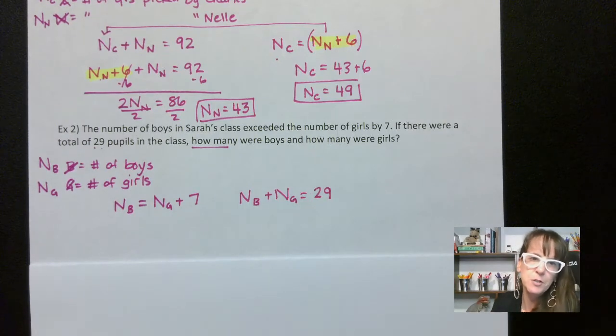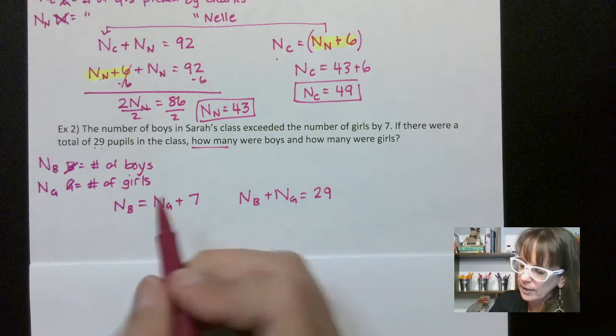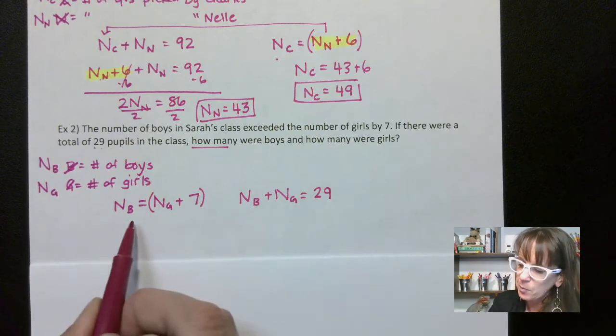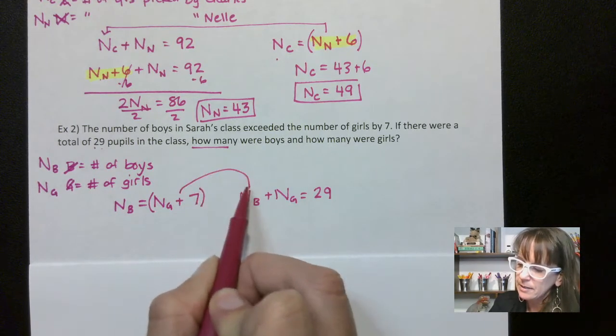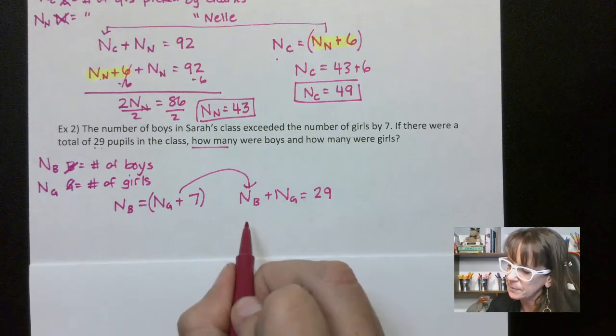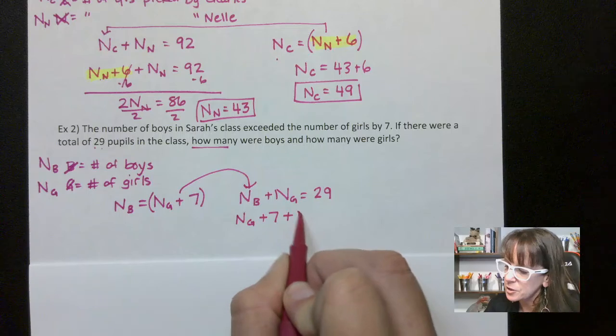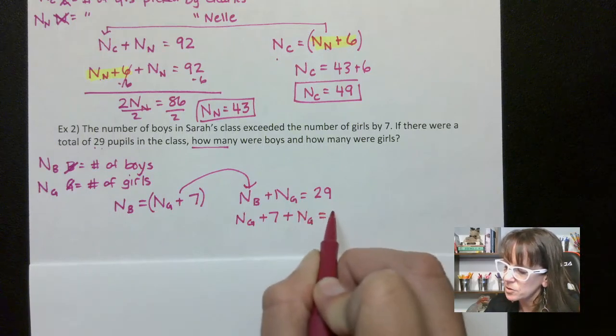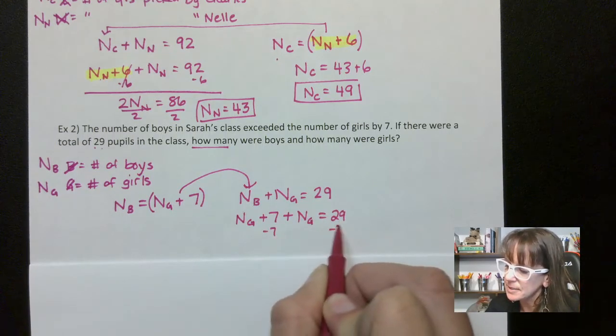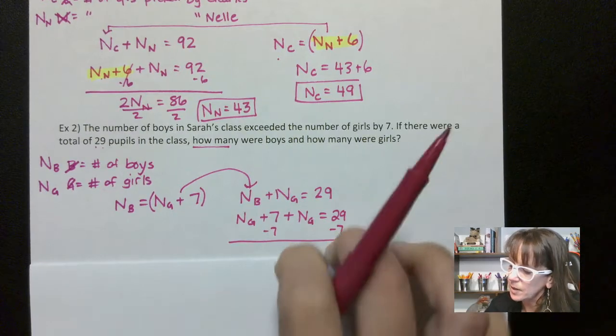Okay, again, substitution is probably going to be our easiest bet here because all I have to do is say the number of boys equals all this garbage. Take that, put it into this equation right over here. So N_G plus 7 plus N_G equals 29. Minus 7, we get 2N_G.